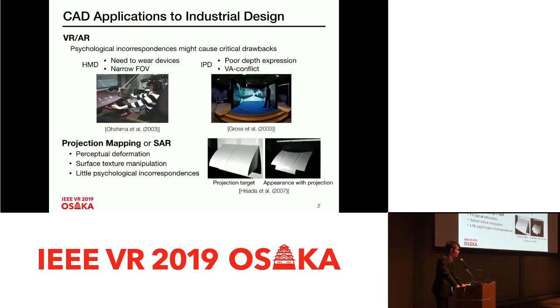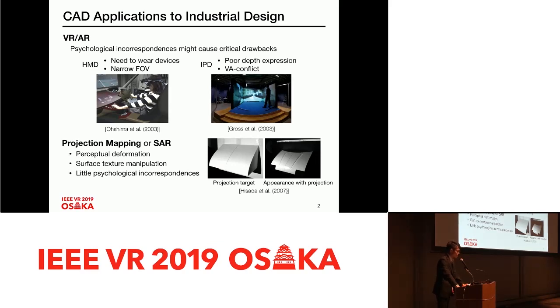Industrial design requires lots of time and cost, and many VR and AR applications have been researched to overcome it. However, some devices using these AR/VR systems have critical drawbacks when applied to industrial design. In systems with HMD, for example, the user has to wear the display on their head, which gives them discomfort or a narrow FOV. Systems with IPD don't have sufficient depth expression because the surface of the virtual object is very different from that of the real surface. VA conflict in both HMD and IPD also deteriorates the simulation experience.